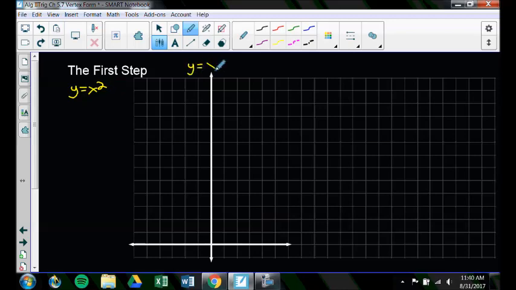Y equals x squared is the parent function of a graph, meaning it's the basic, plain, boring, stripped-down version where nothing special has happened to the quadratic. It hasn't been dilated, it hasn't been reflected, it hasn't been slid around at all, and sliding around is called translated.